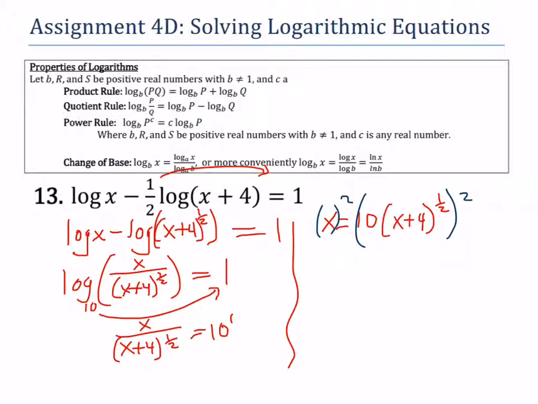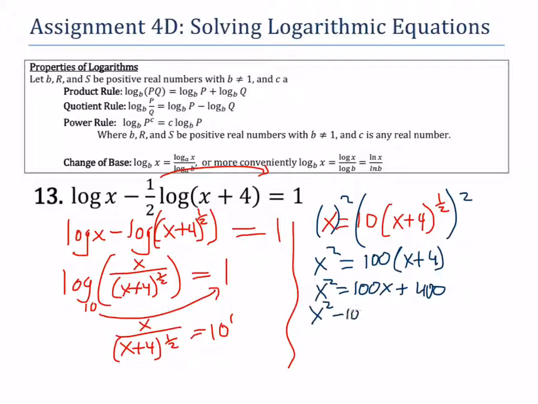We're squaring both sides. So x squared equals, now you've got to watch out, we have to square both: this is 100, since we square the 10, and you also square x plus 4 to the 1/2. Now x plus 4 to the 1/2 squared is just x plus 4 to the first, x plus 4. Distributing, we get x squared equals 100x plus 400. Let's solve this by setting it equal to 0. It's a quadratic now. Notice the logarithms are all gone.